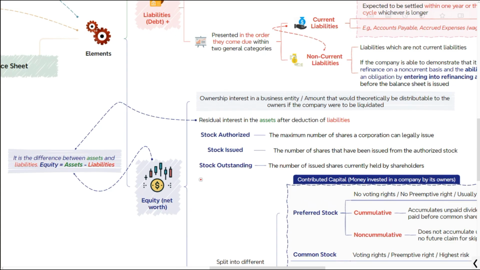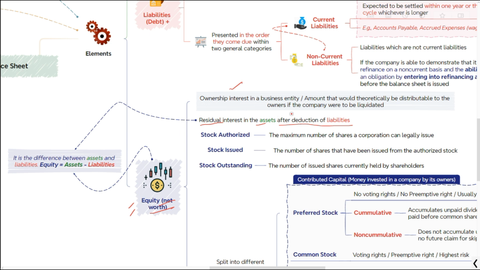The third element of the balance sheet is the equity. Equity is also known as net worth. Equity is the ownership interest in the business entity. It's the amount that would theoretically be distributed to the owners if the company were to be liquidated. Equity is the residual interest in the assets after deduction of liabilities.